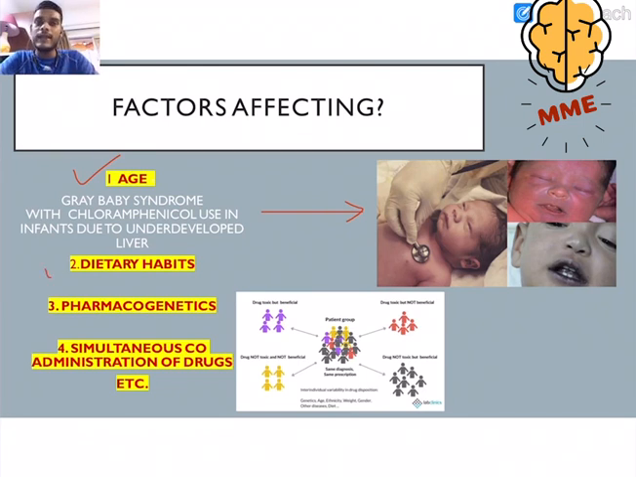Other factors include dietary habits, pharmacogenetics, and simultaneous co-administration of drugs. One more important thing, this pharmacogenetics part alone is a short note candidate. And what do we mean by pharmacogenetics? Pharmacogenetics means nothing but the inter-individual variation of the effect of drugs in a particular population of people, which is due to a particular genetic basis.